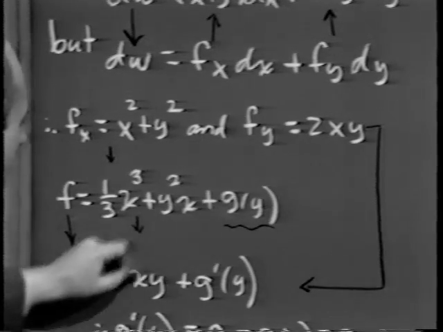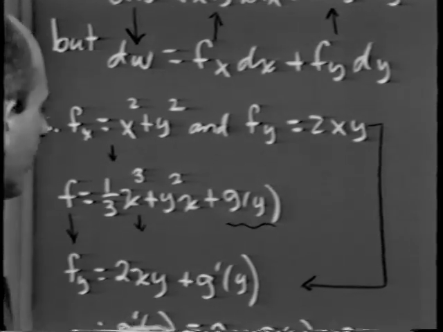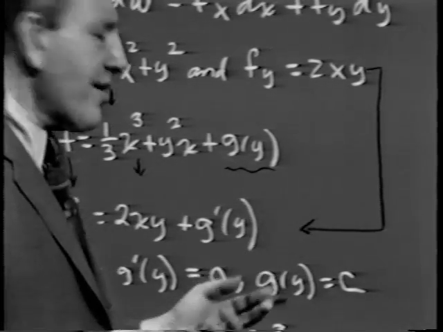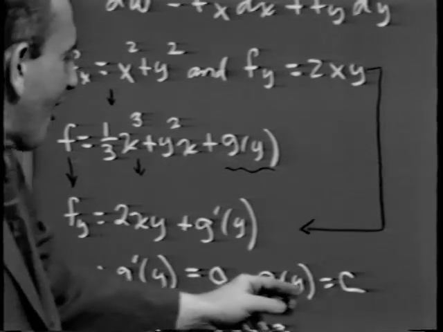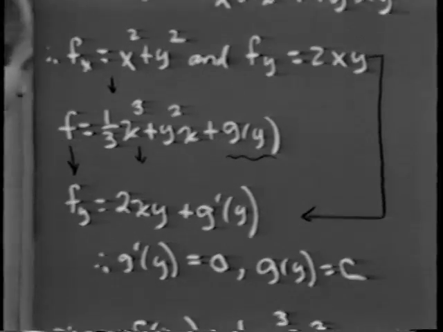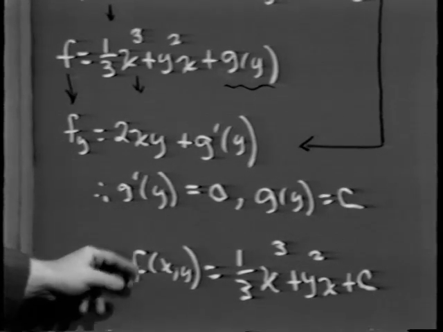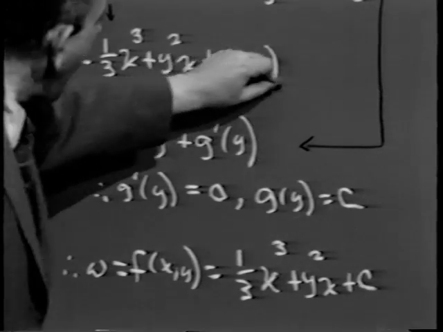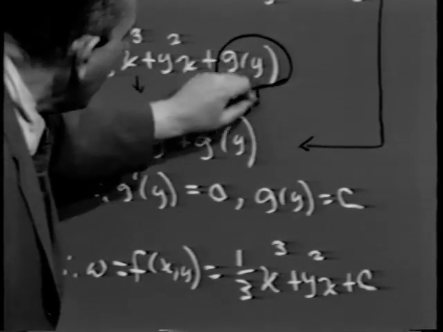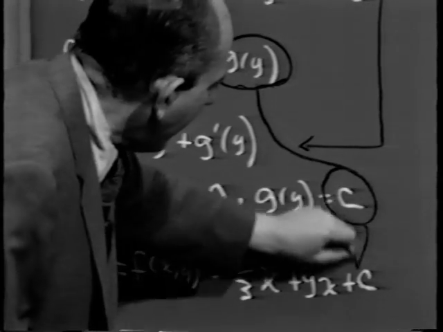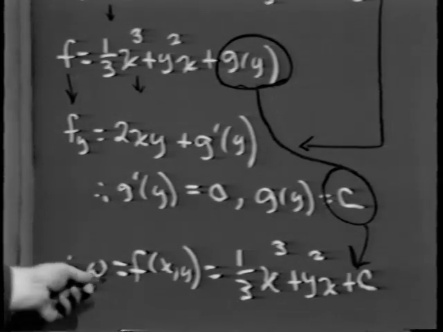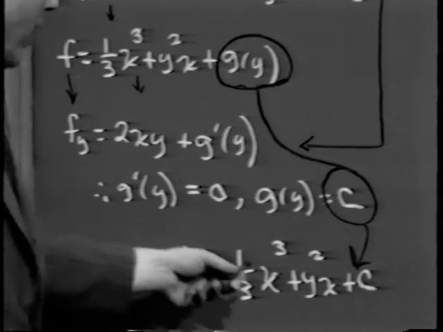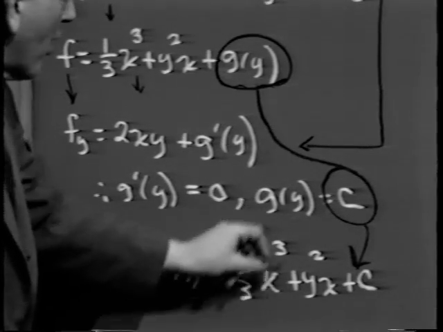Equating these two, the 2xy's cancel. We obtain that g prime of y is 0, which means in this case that g of y was a bona fide constant; not only is g independent of x, it's also independent of y. And we see that the most general function f which has the desired property is what? All we have to do is go back to this expression here, which gave us the answer up to g of y, put this value of g of y in, and we see that the most general function whose total differential is (x squared plus y squared) dx plus 2xy dy is 1/3 x cubed plus y squared x plus c.